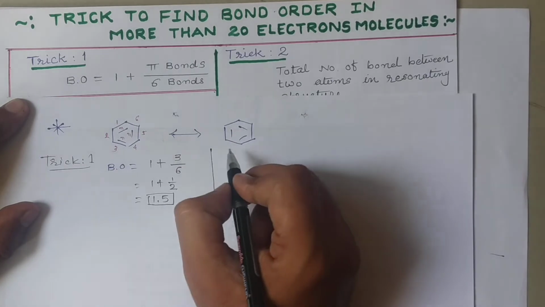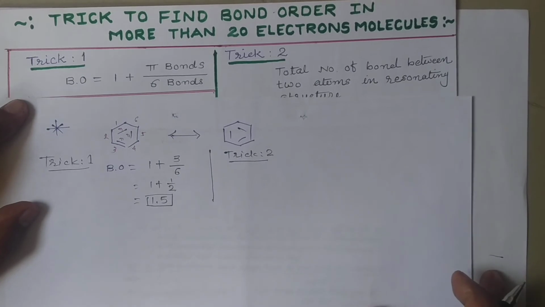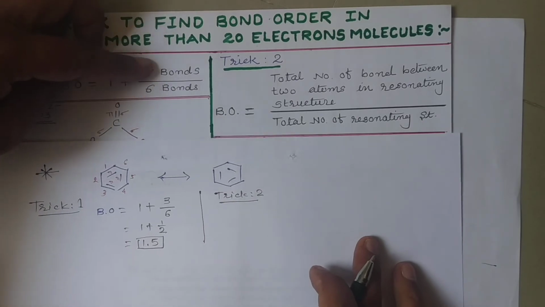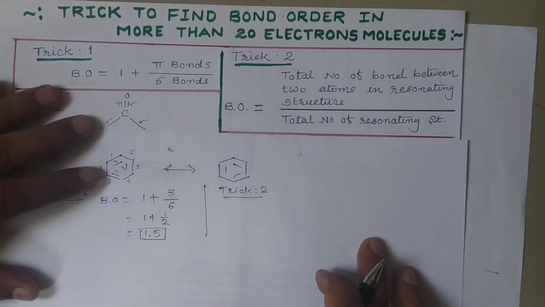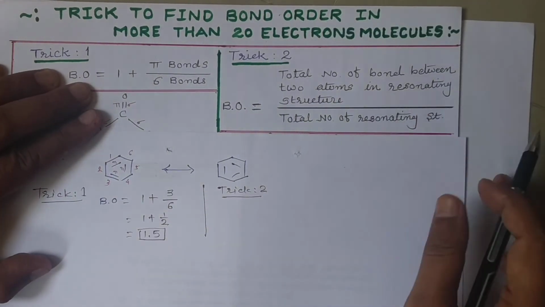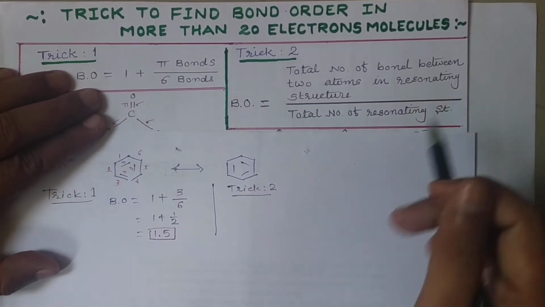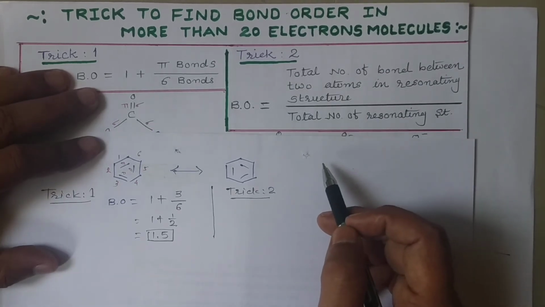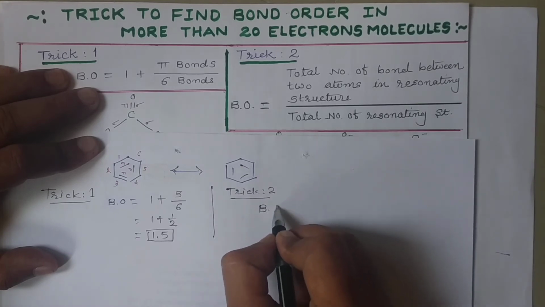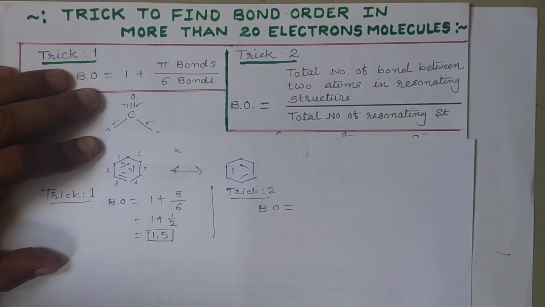This is the first trick. Now we will apply the second trick. In the second trick, the formula is: total number of bonds between two atoms in resonating structures upon total number of resonating structures. So we will calculate the bond order. Bond order is equal to the total number of bonds between two atoms in the resonating structures, so we will choose two atoms.